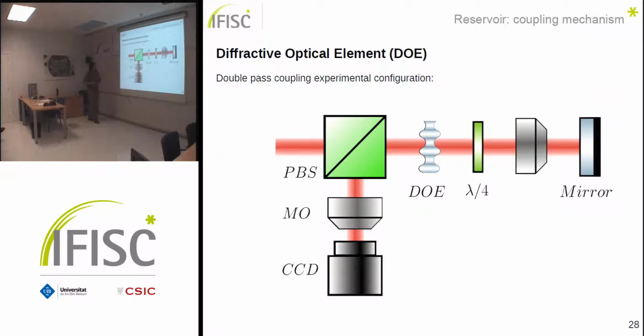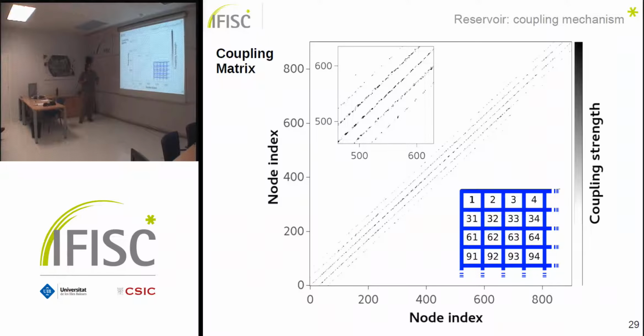We put our DOE in place for our experiment. Here is the PBS that I showed you before. So light from the reservoir would go through here, go through the DOE, then would bounce back from the mirror, and then thanks to this lambda quarter retarder waveplate, the light would go downwards towards the camera. To show you that we are achieving coupling, I'm going to show you the coupling matrix in our system. In this coupling matrix, we see how much of the intensity from one node goes to the other nodes in the network.